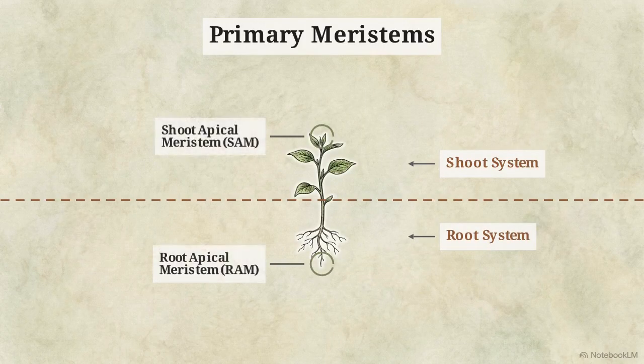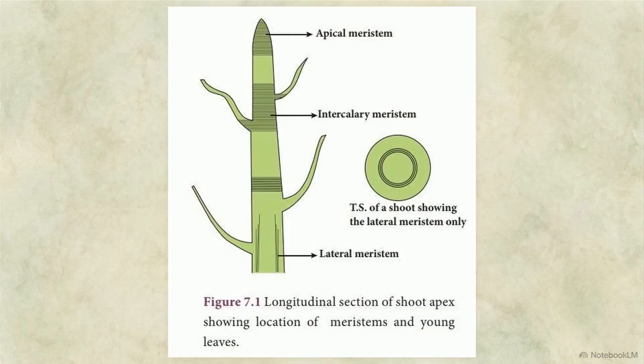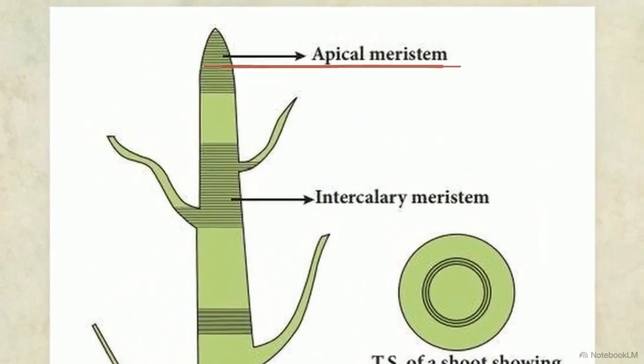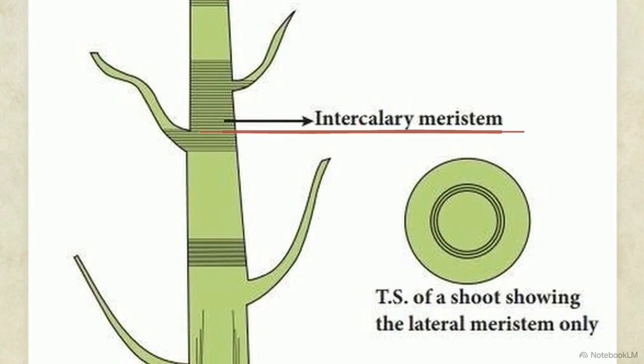Primary meristems are the original embryonic tissues. They are responsible for a plant's vertical primary growth, meaning they make the plant grow taller and push the roots deeper. This diagram of a shoot apex shows us exactly where these primary meristems live. The apical meristems are located right at the growing tips of the shoots and roots. The intercalary meristems are positioned at the nodes, pushing the stem segments upward.